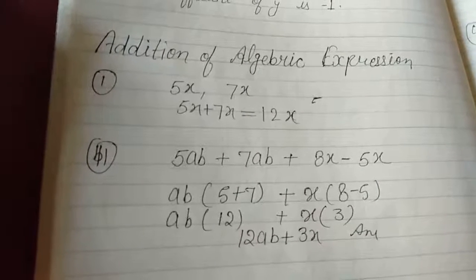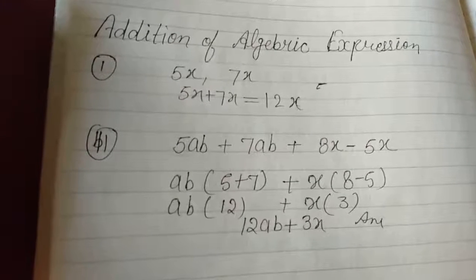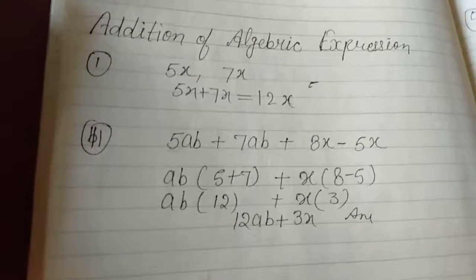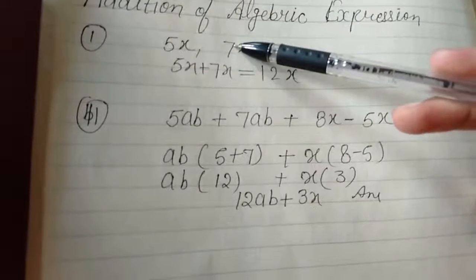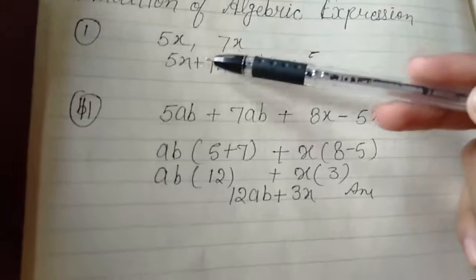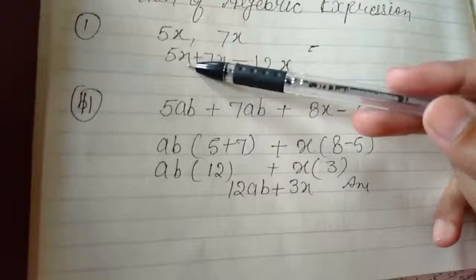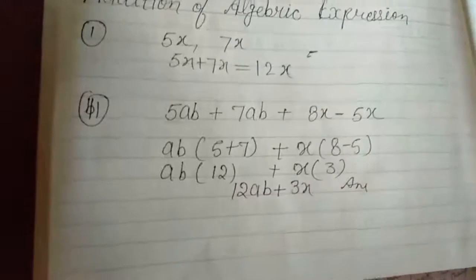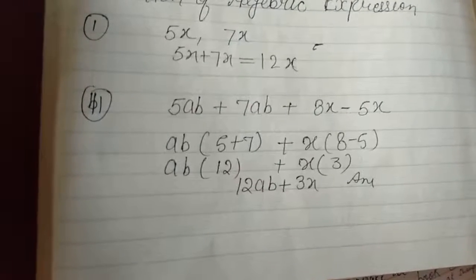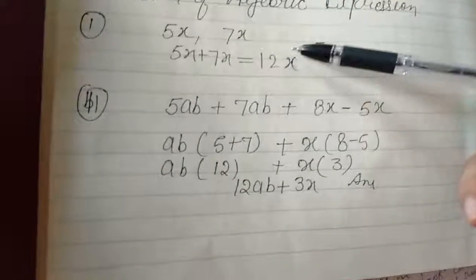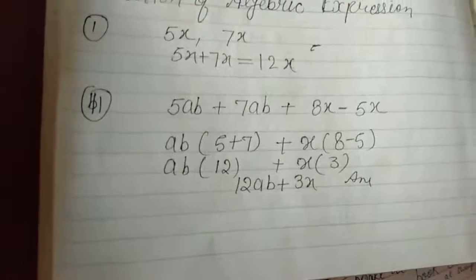Now, addition of algebraic expressions. How can we add algebraic expressions? Like there is 5x and 7x. We want to add them. So generally we add 5 plus 7 is 12 and x will be x. For example, if we are saying 5 chocolates and 7 chocolates, we can say 12 chocolates. That means x is the value of chocolate. We can consider this for understanding.